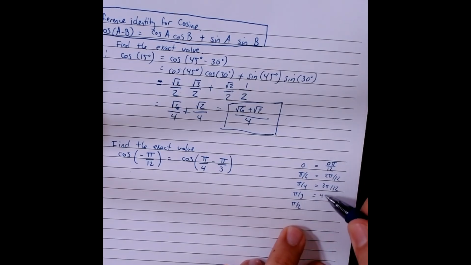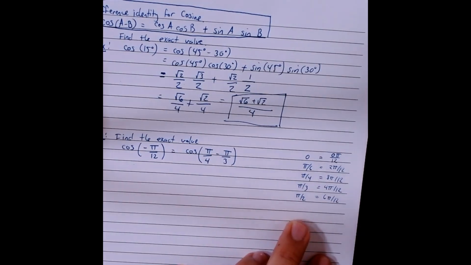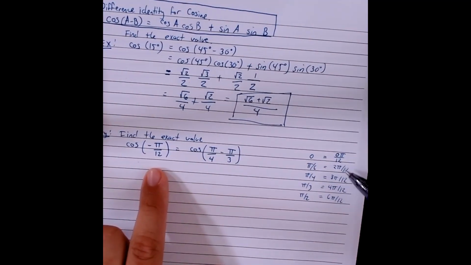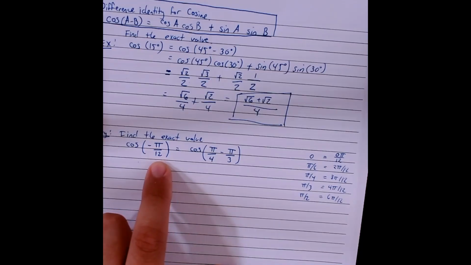Quadruple the top and bottom, that's 4 pi over 12. And multiply top and bottom by 6, and that'll give you 6 pi over 12. Okay, so do I see any numbers here where if I subtract them, I'm going to get negative 1 pi over 12? Oh, well, right here, look. 3 pi over 12 minus 4 pi over 12. 3 minus 4 is negative 1. So 3 pi over 12 minus 4 pi over 12 is negative 1 pi over 12. Oh, that's what I wanted.